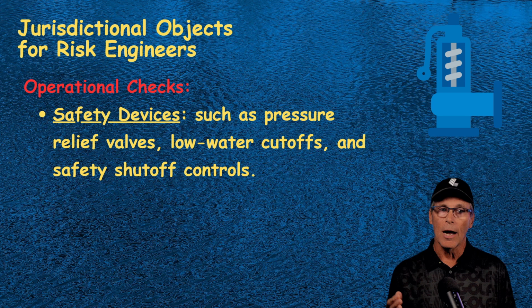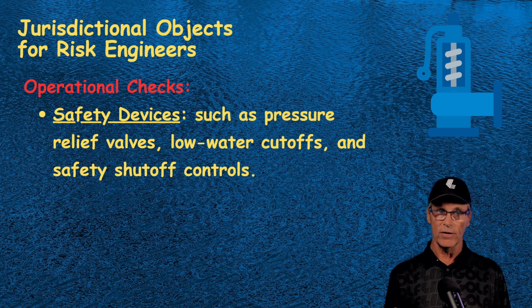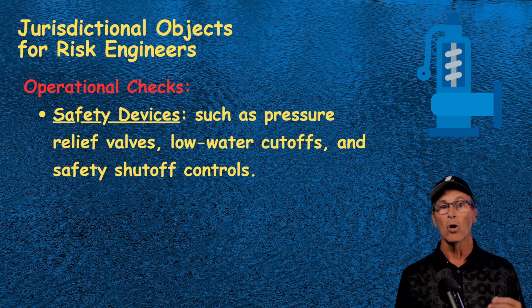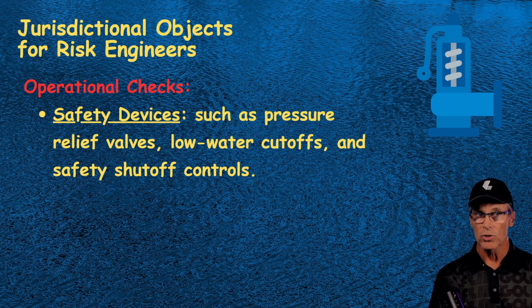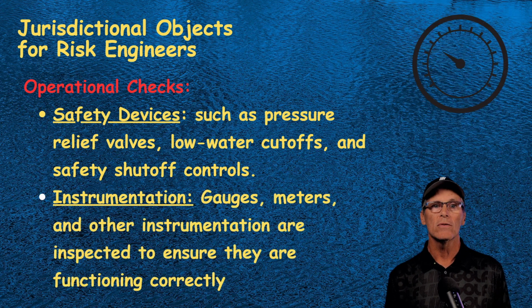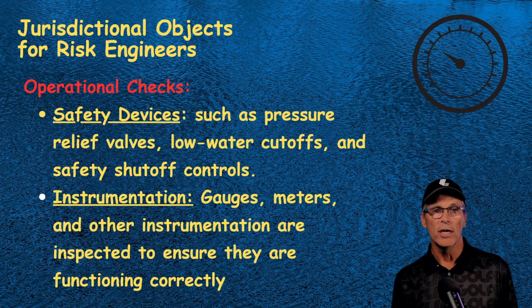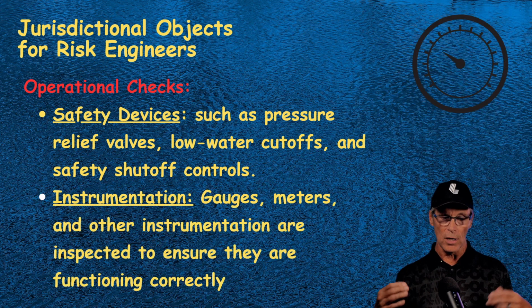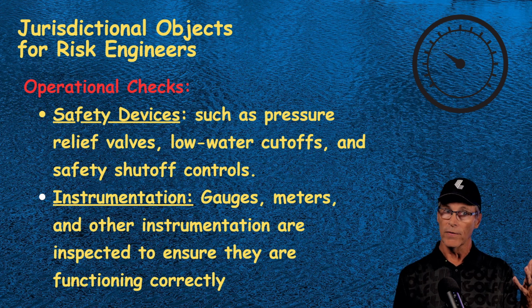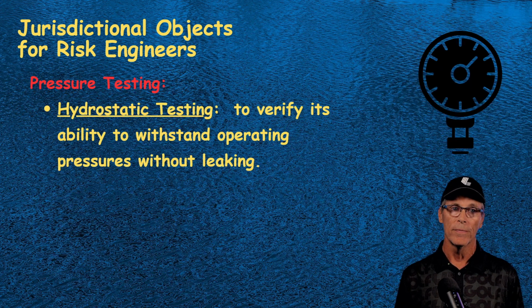Then we're going to look at operational checks. So we're going to look at safety devices such as pressure relief valves, low water shutoff, limit switches, safety shutoff valves. Then we're going to look at instrumentation, gauges, meters, the things that the operators use to run the equipment. If they're not working, how can they run the equipment?